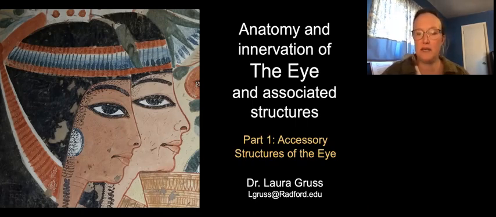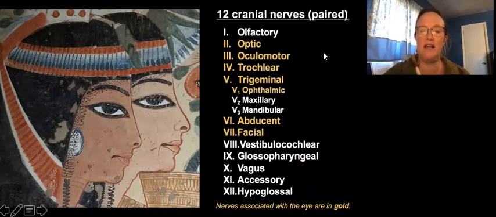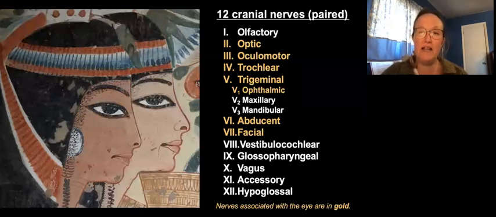As we talk about these structures that are part of the anatomy of the eye, we are going to be reviewing a number of the cranial nerves. As you'll recall, there were 12 pairs of cranial nerves. And a lot of them, which you can see highlighted here in gold, have to do with the function of the eye. They are supplying structures either within the eye itself or accessory structures of the eye with either motor or sensory innervation. And so we will touch on these as we go through today.